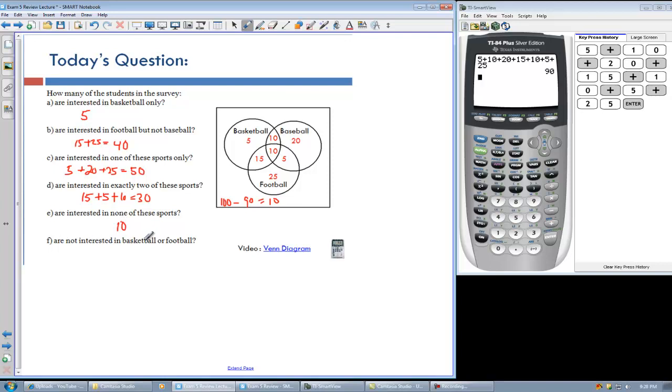Then are not interested in basketball or football. So here's basketball and here's football. So none of these numbers. So 20, but don't forget the extra 10 outside that aren't interested in any of the sports. So 20 plus 10, which is 30 people. All right, so I wanted to go through that for the Tuesday, Thursday course.